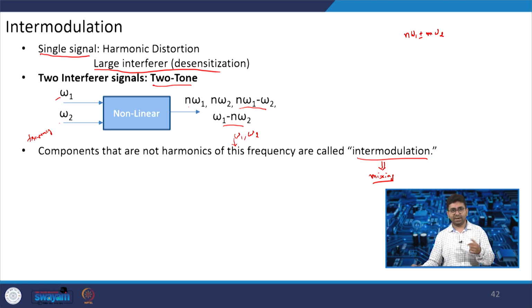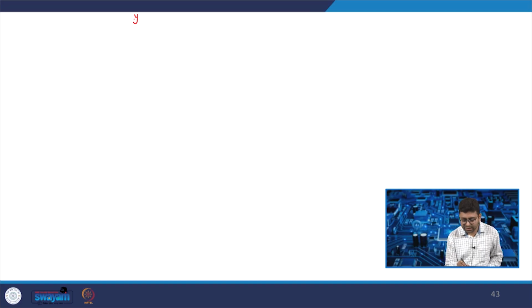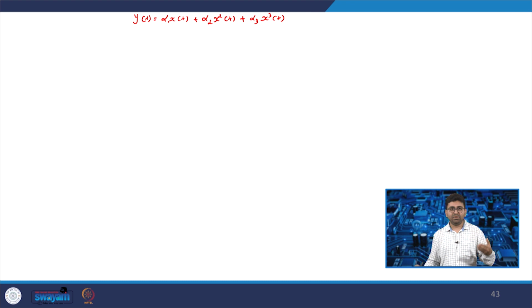Now, we will analyze the intermodulation through a derivation. Consider y(t) equal to alpha 1 x(t) plus alpha 2 x square(t) plus alpha 3 x cube(t). Now, x(t), your input function, has a two tone: x(t) equals a1 cos omega 1 t plus a2 cos omega 2 t. The first tone has a frequency of omega 1 and an amplitude of a1, and the other tone has a frequency of omega 2 and an amplitude of a2.